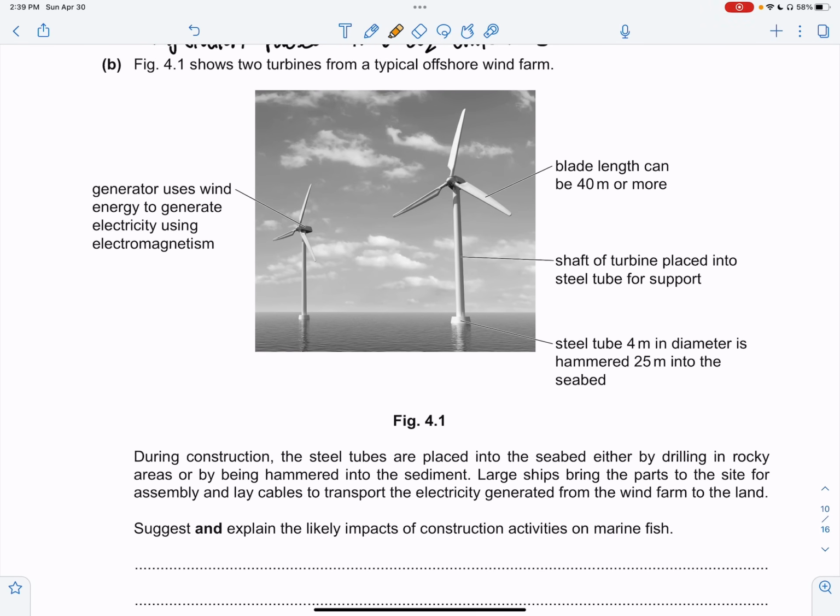All right, so we're looking at two turbines from an offshore wind farm. We have a generator that uses wind energy, generates electricity using electromagnetism. And that could mess up migration routes. The energy or the noise that it makes maybe could disturb or disrupt fish, or disrupt eggs or larvae. The blade length can be 40 meters or more, and depending on what the questions will ask, that's something I consider with birds getting caught.